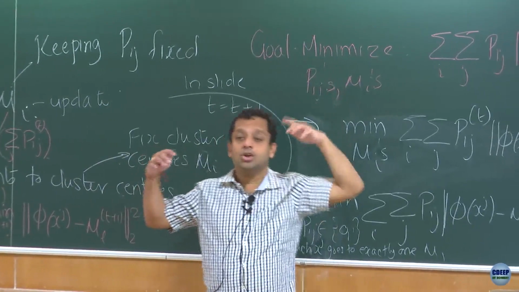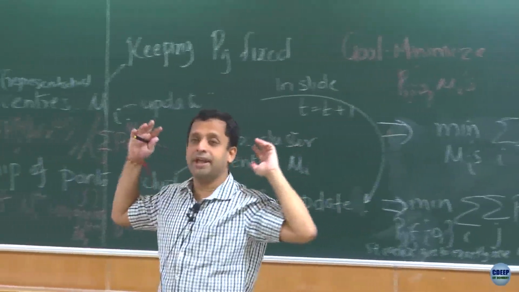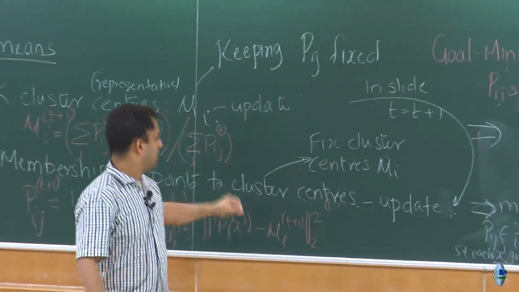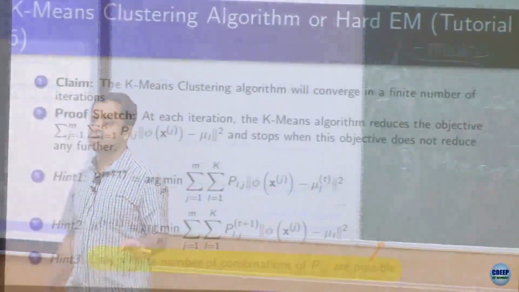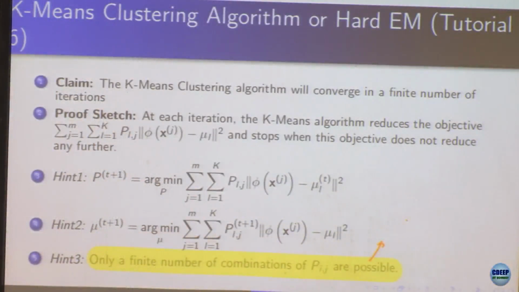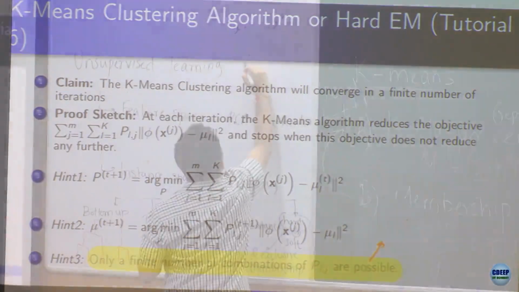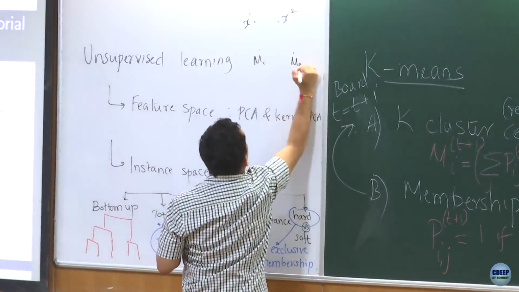now how many configurations are possible for P_ij? This P_ij, how many values are possible? So it's only a finite number of combinations of P_ijs that are possible. And what are those finite number of combinations? So for example, if I have just 3 points, let us take a simple example, point x1, x2, mu1, mu2, right?